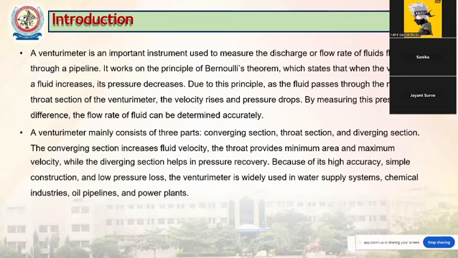A venturimeter mainly consists of three parts: a converging section, a throat section, and a diverging section. The converging section increases fluid velocity. The throat provides minimum area and maximum velocity, while the diverging section helps in pressure recovery. Because of its high accuracy, simple construction, and low pressure loss, the venturimeter is widely used in water supply systems, chemical industries, oil pipelines, and power plants.